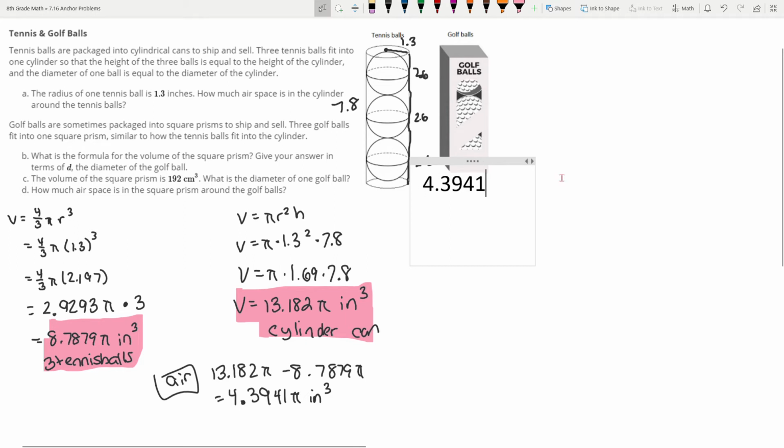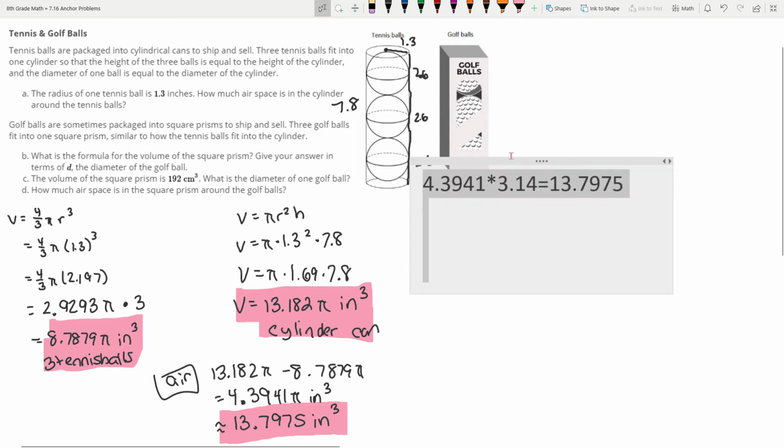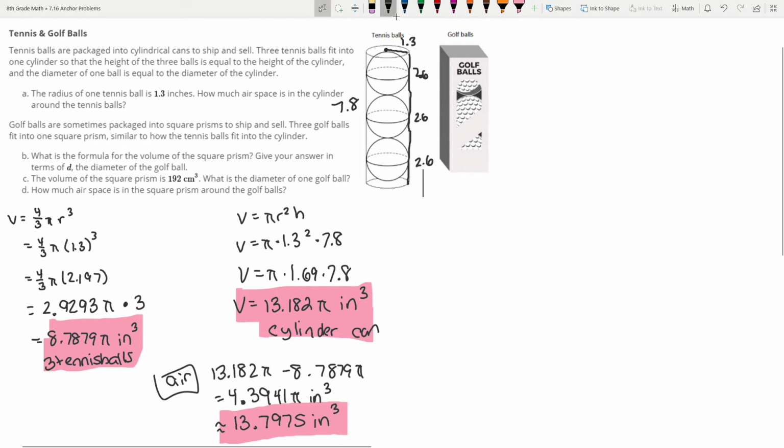But if you take that number now and multiply that by 3.14, you get 13.7975. So this amount of air is about equal to 13.7975 cubic inches. That's how much air is there. Now, let's move on to the second part of these questions now.